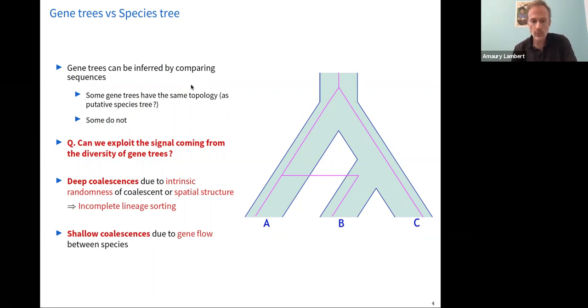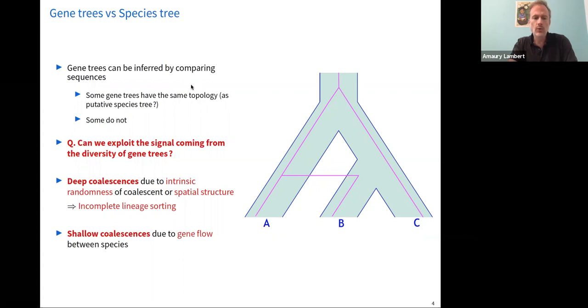So the second class of cause for this discrepancy is shallow coalescences, and these shallow coalescences, as you can see on the picture, can be due to gene flow between species. The fact that here the ancestral species to A and B have exchanged material at some point in time, so that A and B are more closely related if you trust this pink gene rather than the orange gene just before.